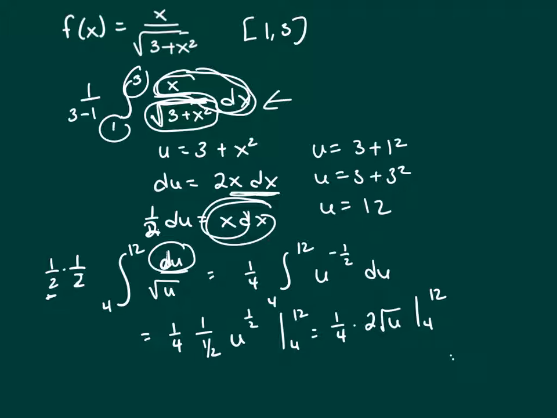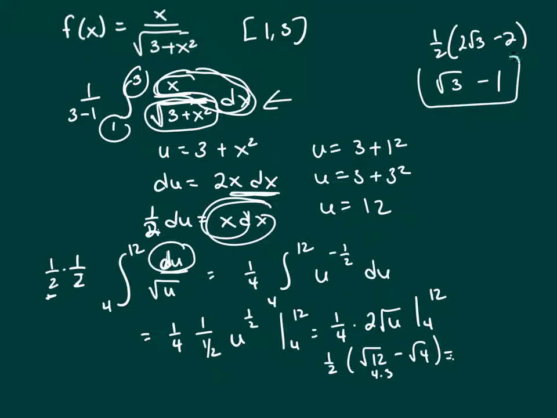So this is 1/4 times 2, which is 1/2. And then you've got square root of 12 minus square root of 4. Well, square root of 12, that's 4 times 3. That's 1/2 times (2 square roots of 3 minus 2). And if you multiply by 1/2, you get square root of 3 minus 1. Done.